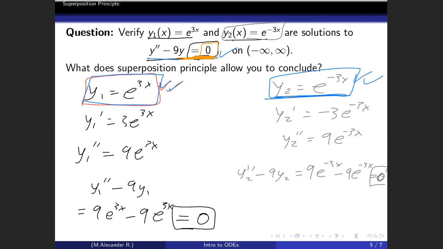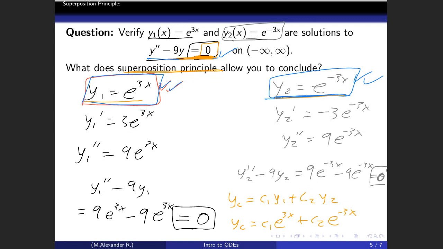Then the superposition principle. Some people call it the superposition principle, some people call it the principle of superposition, it doesn't matter, same thing. This principle tells us the following: if y1 and y2 are solutions to the homogeneous equation, then this new function that I'm going to create, c1 y1 plus c2 y2, is also going to be a solution to the differential equation. Putting in the specific functions, this is c1 e to the 3x plus c2 e to the negative 3x.